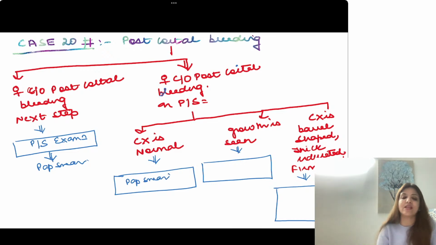Now, if question says on per speculum examination growth is present and they ask you the next step, then the next step is punch biopsy. If question says on per speculum examination cervix is barrel shaped, thick, indurated or firm, these are physical examination findings of cancer cervix.